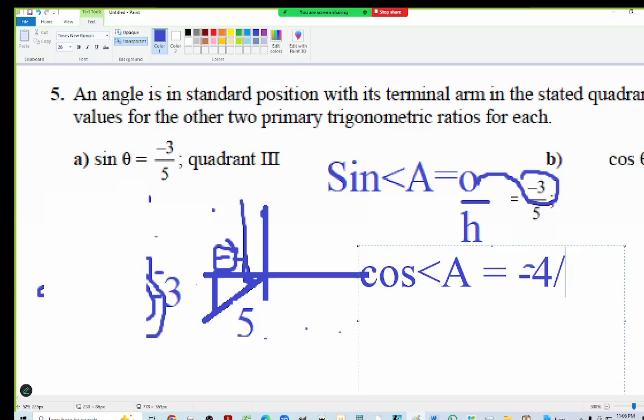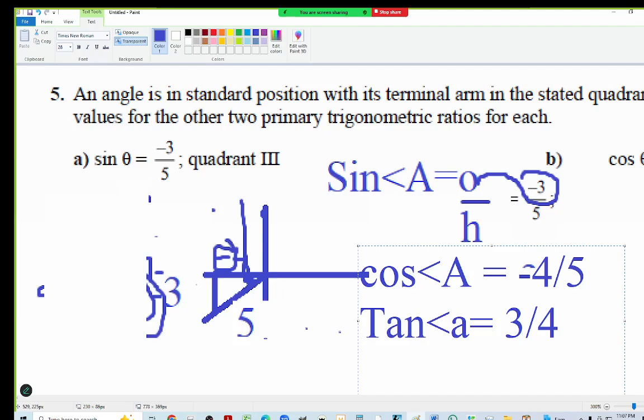And then the tan is TOA: opposite over adjacent, -3 over -4. What's a negative divided by a negative? Positive. That's why tan is positive in that quadrant.